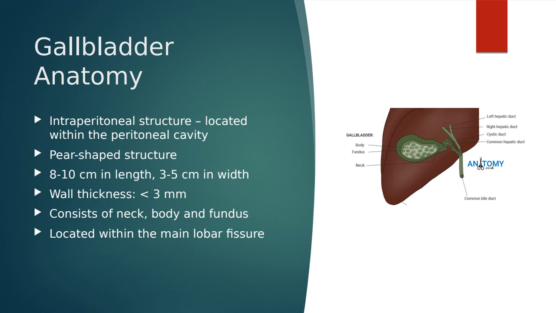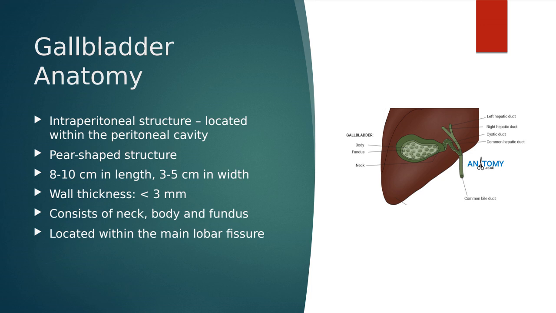Gallbladder anatomy. We do know a little bit about this so far. We know it's going to sit in the main lobar fissure of a patient's liver. It's considered an intraperitoneal structure, which means it's sitting inside of the peritoneal cavity. It's nice and protected. It's usually going to be pear-shaped, but everyone's a little bit different. We don't necessarily care too much about measurements of the gallbladder, but you should know that on average, a patient's gallbladder will be 8 to 10 centimeters in length, 3 to 5 centimeters in width.